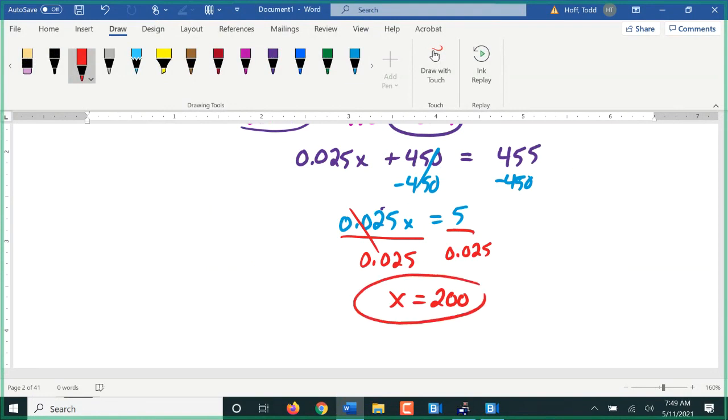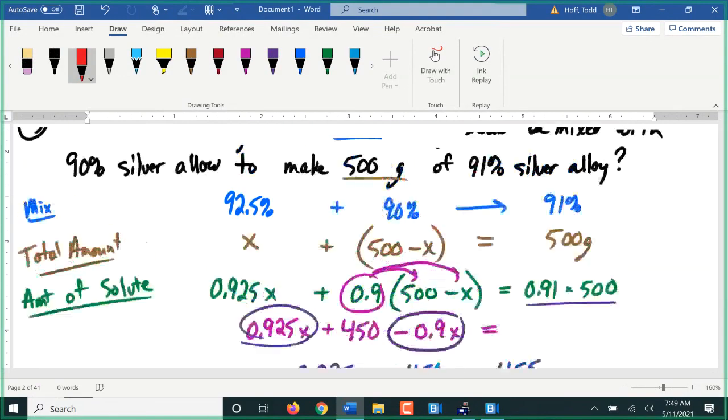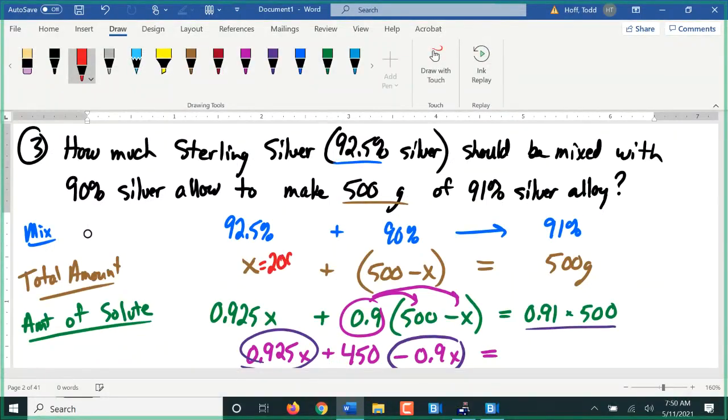Now, once again, we need to go back and make sure we know what X represents. X here represents the amount of the 92.5% or the sterling silver. The other amount's in grams, so that's also in grams. But we also need to make sure we've answered the question. We want to know how much of the sterling silver and how much of the 90%. So we have to answer the other half of the question. The 90% is 500 minus X. So that'd be 500 minus 200, which is 300 grams.